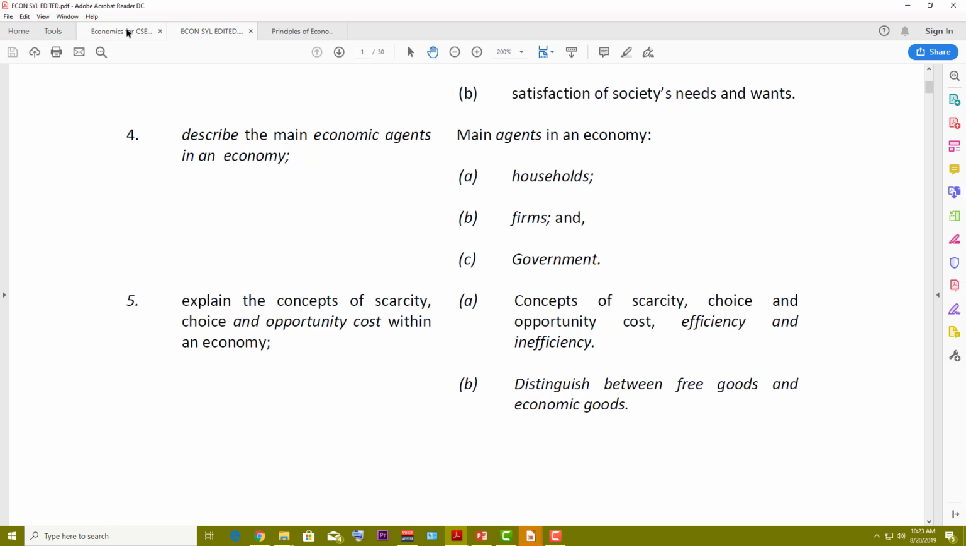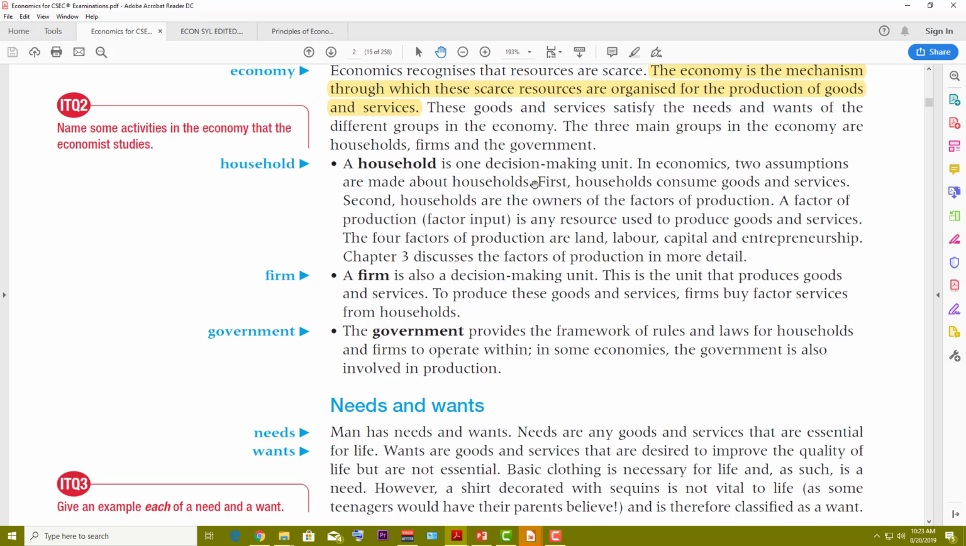Let's dig deeper into these three. A household is one decision-making unit in economics. Two assumptions are made about households. First, households consume goods and services, which is true. You are the one who buys the things that the firms produce. You buy the services, you buy the food, you buy the car, you buy whatever. The household is the one that consumes and uses the things produced by the firm. The second assumption is that households are the owners of the factors of production. We're going to look at factors of production later on. So the household for sure owns labor. That's your factor of production, your labor. You can choose to go work for either the government, yourself, or the firm.